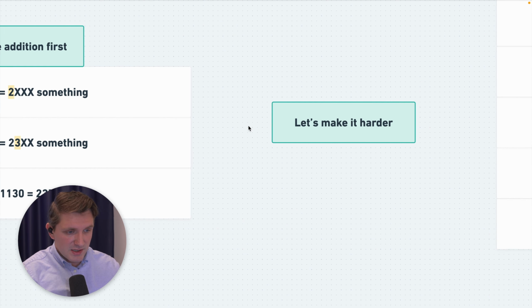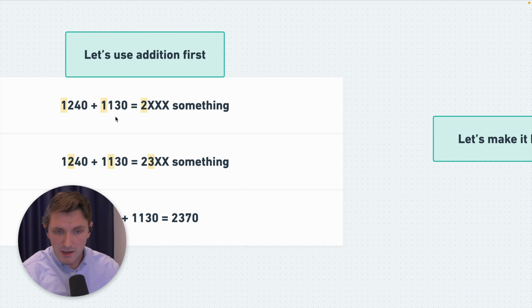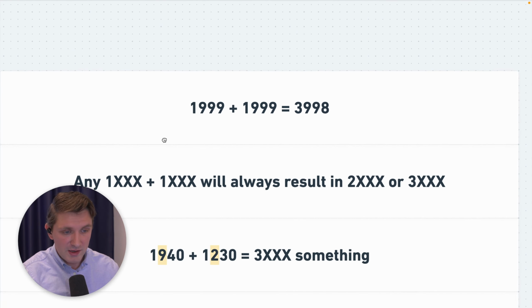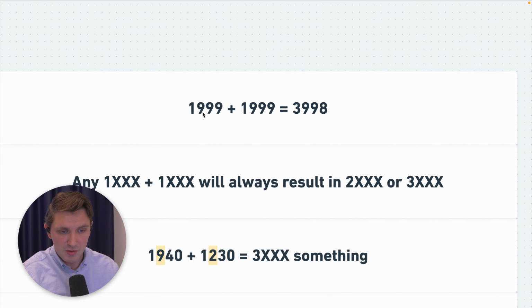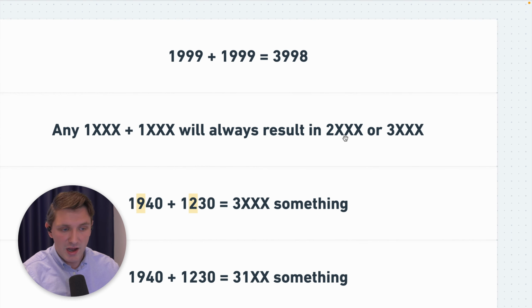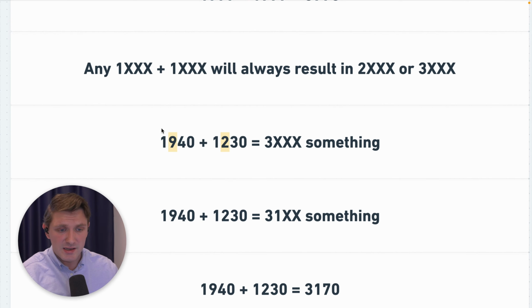And yeah, so here we have a math problem, right? So let's make it a bit harder. One thing you should know when it comes to addition is that 1999 plus 1999 will never be above 4000, right? That means that any number that starts with 1 plus another number that starts with 1, you will always know that the result will either start with a 2 or start with a 3, right? So for example, here is a harder problem, right?